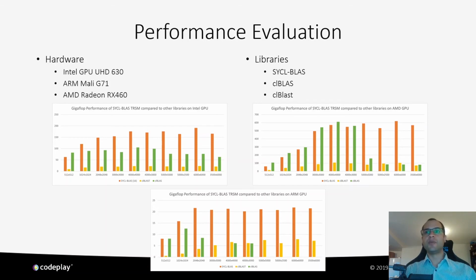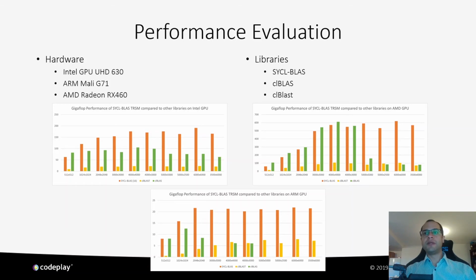In this slide, we show the performance evaluation of our TRSM solution. We selected 3 GPU devices that represent hardware used in different scenarios. The Intel UHD 630 is an iGPU available in the Intel Core i7 8700. The AMD Radeon RX 460 is a discrete desktop graphics card, and the ARM Mali G71 is an example of an embedded GPU, in this case available in a HiKey development board.